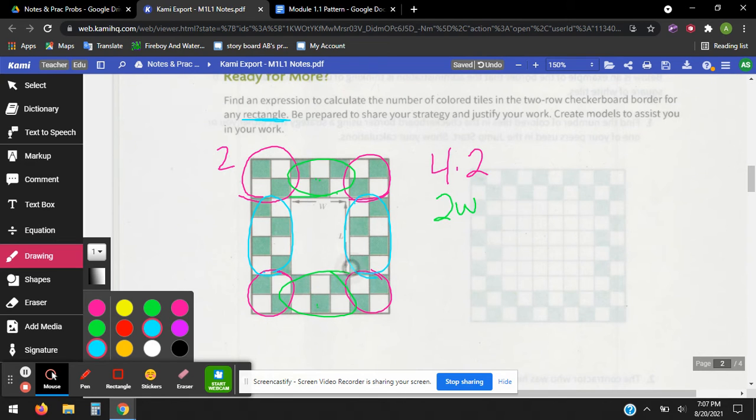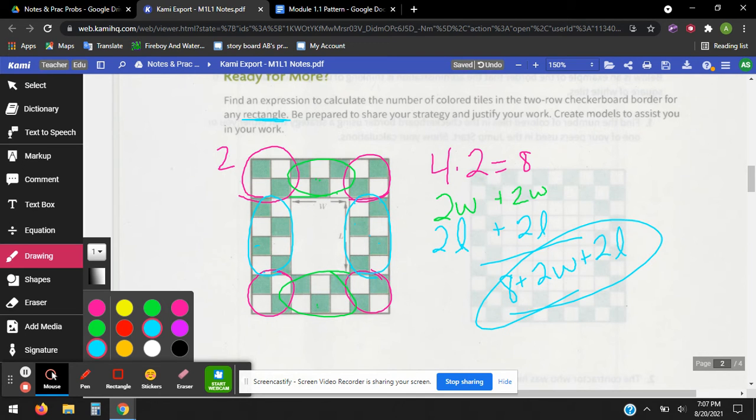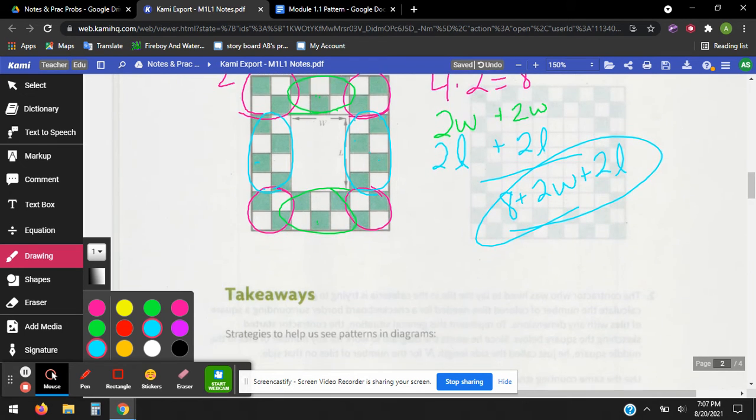Let's look at the length. Same thing. If my length is 4, there's 4 boxes. If my length is 6, it's going to be 6 boxes. So I'd have 2 of my lengths. And if I were to put all these together, that's 8 plus 2W plus 2L. What that looks like is 8 plus 2W plus 2L. That's my final answer for this one. So we'll only do one example of that one.